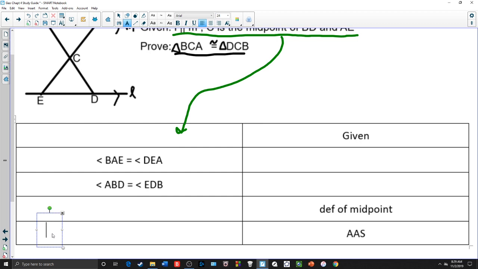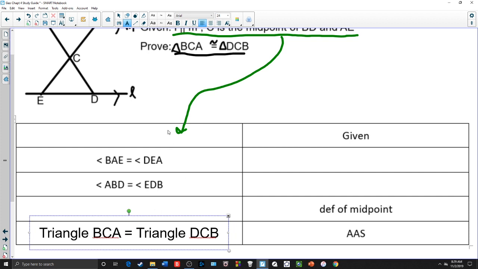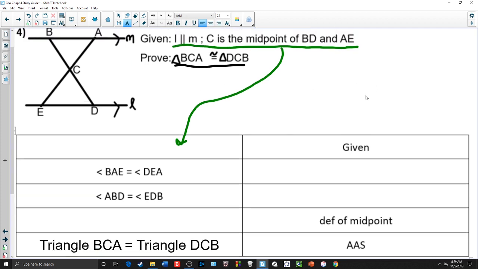I can't use the triangle key because there's no triangle button on my keyboard. So I can just say triangle BCA is congruent to triangle DCB. So I know the first and last every time. First is always the given, last is always the proof statement. It's the middle ones I need to think about.